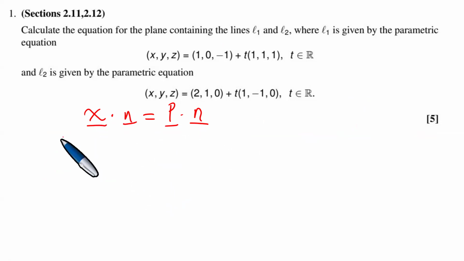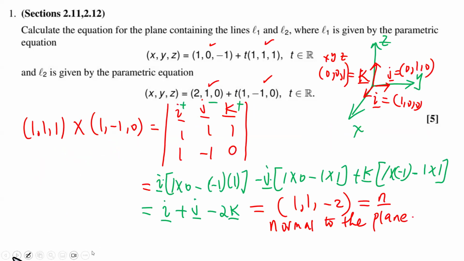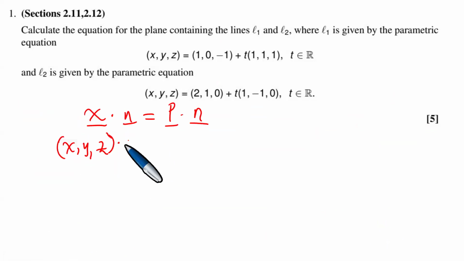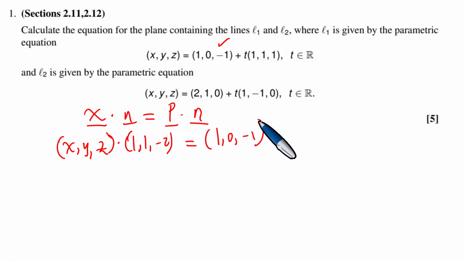What is x? Vector x is an arbitrary vector with x, y, and z components. And then we have the normal we have already got. What is the normal that we got? It is 1, 1, and minus 2. That is the normal. And then we took 1 point. You can take any point, either this or that, because they are points on the plane. They both must work and they must give us the same answer. So we're going to take just the first one.